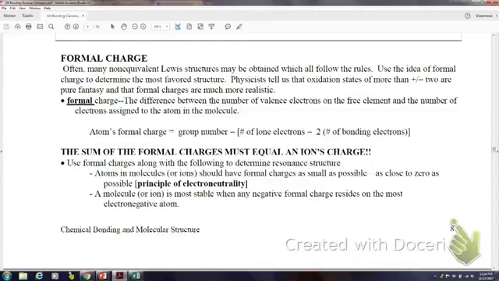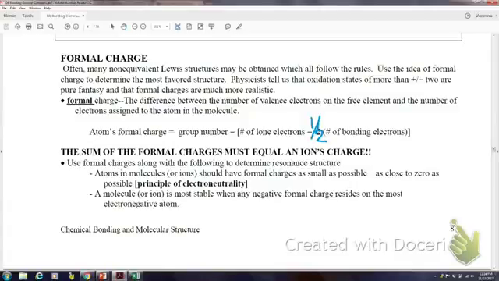I think before we ran out of time the other day, we said that this right here was supposed to be 1/2. So make sure everybody made that correction. It's supposed to be your group number, and then you subtract the number of lone electrons. Remember, they belong exclusively to that atom, and then half of the bonding electrons. The reason it's half is because when it's sharing a bond, half belong to it and half belong to the other one.